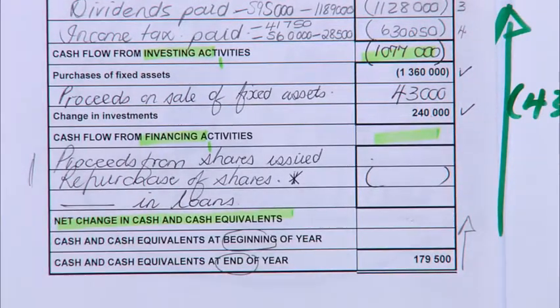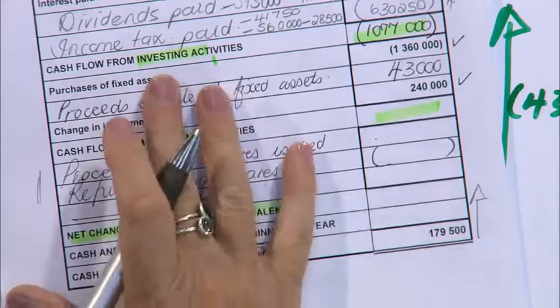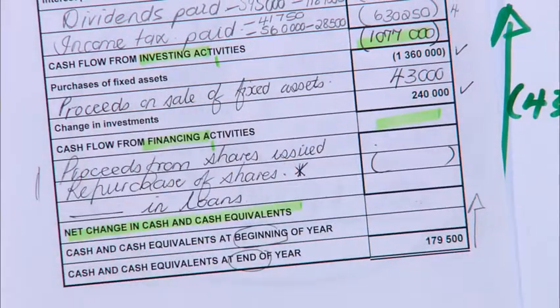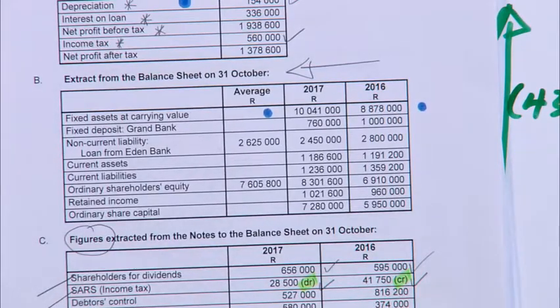Let's get started. Let's do the easy bit first. It's always good to put the easy bit in, then you get your marks and you get confidence. Very easy. Find the loan. There's my balance sheet. Find the loan.